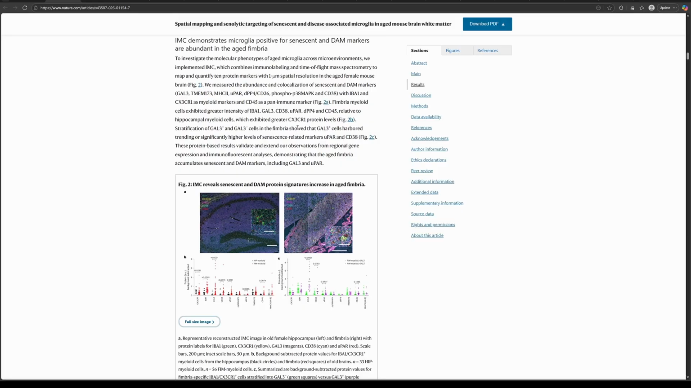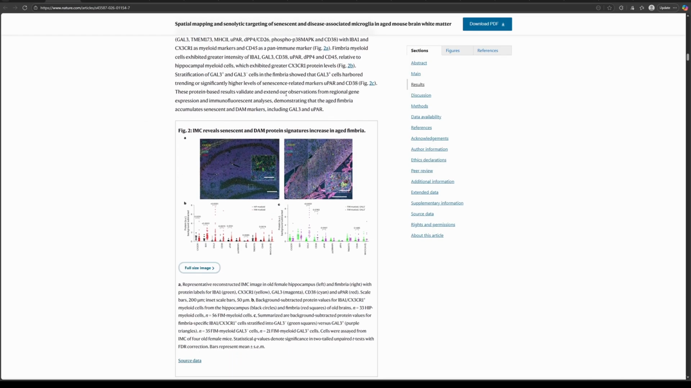So, specifically, this form of the protein is really important for senescence. This is the one that is causing the majority of the senescence-related disease and inflammation that you're seeing in these cells. These protein-based results validate and extend our observations from regional gene expression and immunofluorescent analyses, demonstrating that the aged fimbria accumulate senescent and DAM markers, including Gal3 and UPAR.